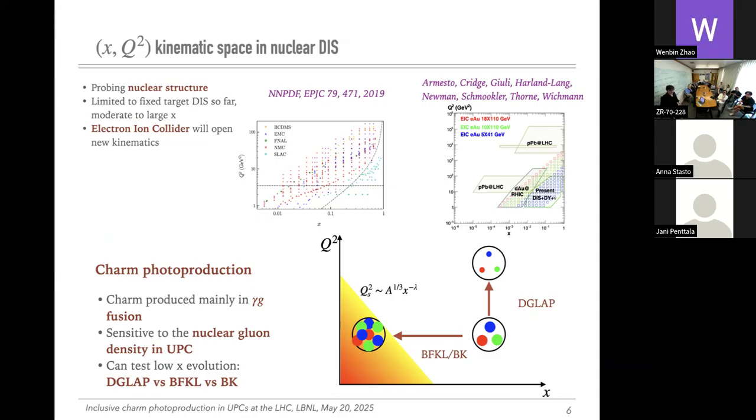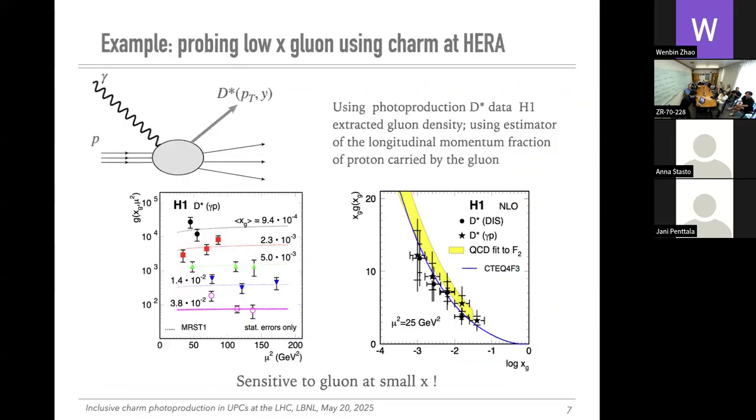Now, meanwhile, we can do charm photoproduction in UPCs, because the charm is then produced mainly in gamma-gluon fusion. So one tests the nuclear gluon density. And of course, we can test these different scenarios: do we have DGLAP, BFKL, and whether we enter saturation or not. I am going to stick with standard collinear factorization with nuclear modifications. So I'm not doing small x physics, but I can show you some predictions on that.